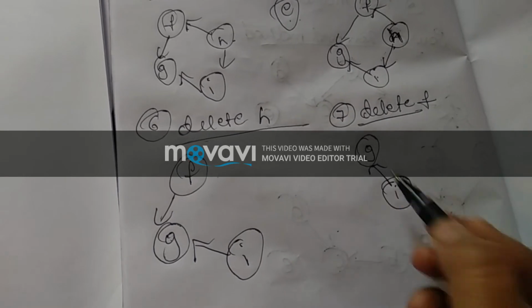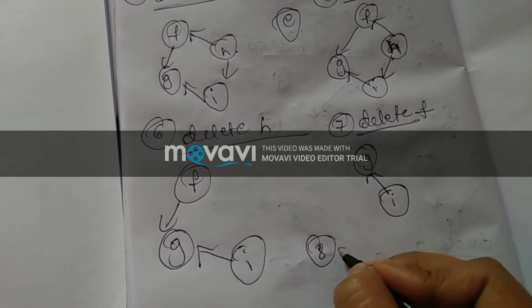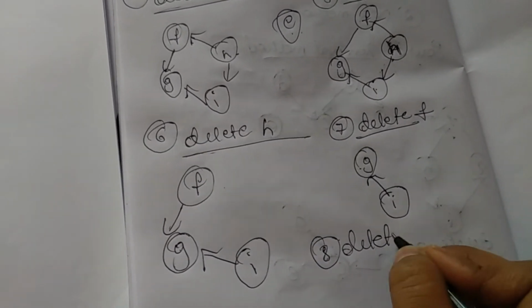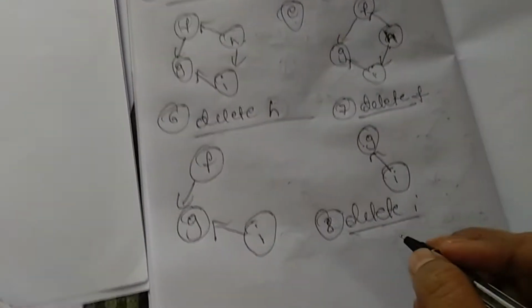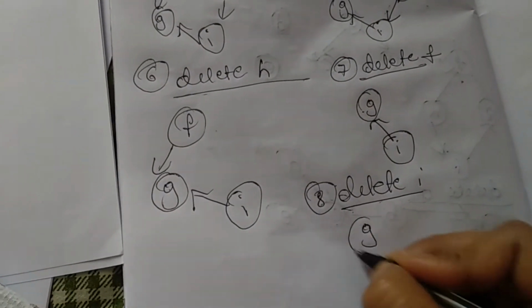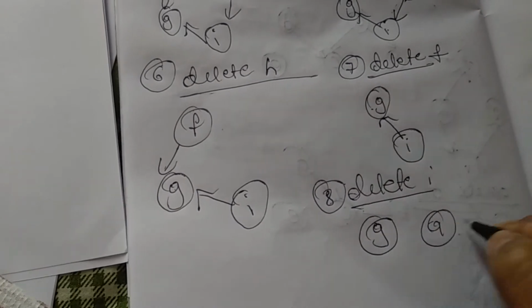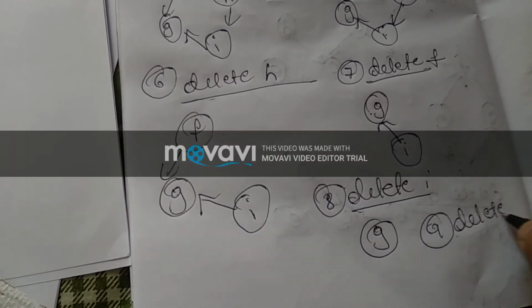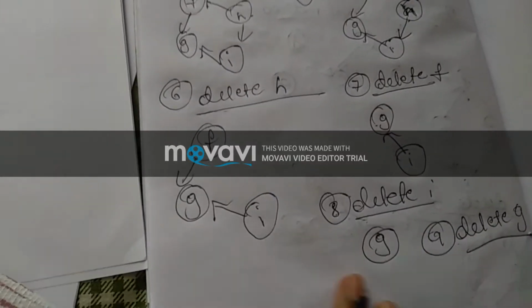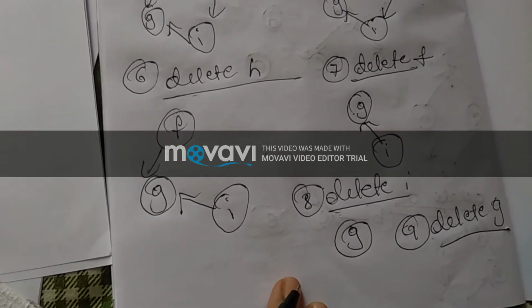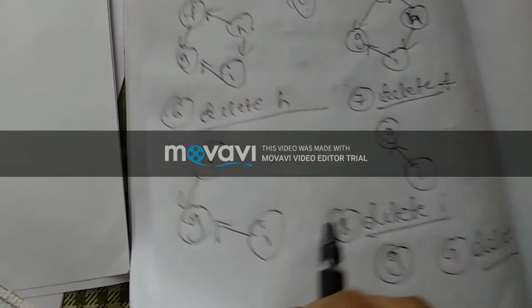Next, G is having an incoming edge, but I is not having any edges. So delete I. If I delete I, what will you get? Only G. Then at last delete G. Now this is your source removal method.